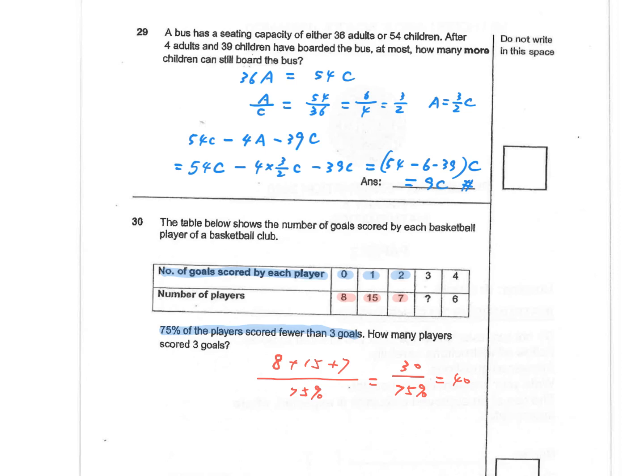And so how many players scored 3 goals? We use the total number of players, 40, minus the number of players who scored 0 goals, that is 8, minus players scoring 1 goal, so minus 15. Similarly, we minus 7 for the 2 goals and minus 6 for the 4 goals. So the difference is actually representing the number of players who scored exactly 3 goals. So the answer in this case is going to be 40 minus 36 equals 4.